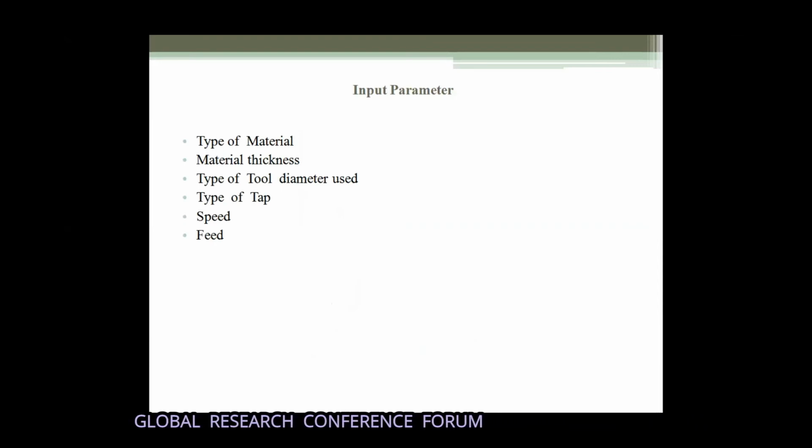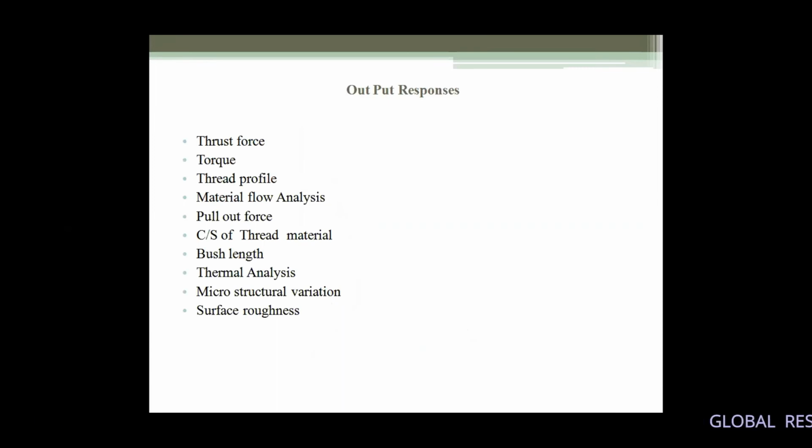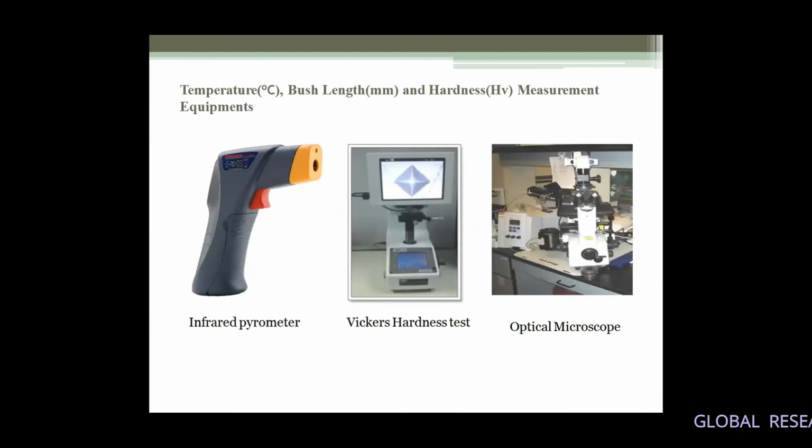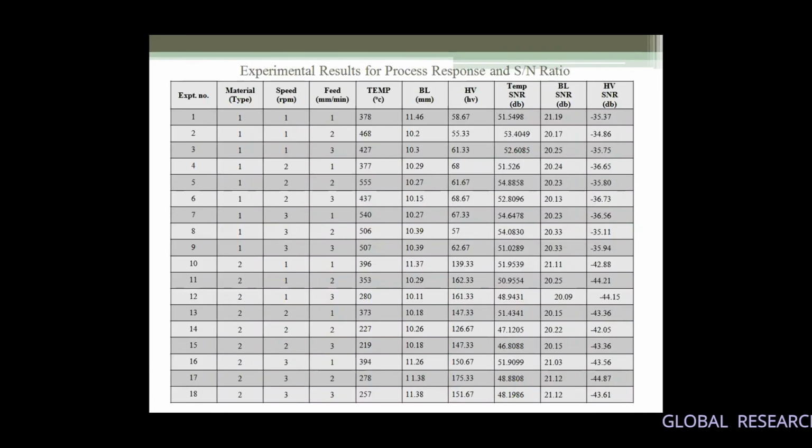These are some of the input parameters we initially considered. These are the output responses. We considered a larger number of responses, but for the initial trial we selected two or three responses and did the study. These are some of the instruments required for the response measurement. To measure the temperature, we use the infrared pyrometer; to measure the hardness, the Vickers hardness test; and to measure the microstructural alteration, a microscope has to be used.